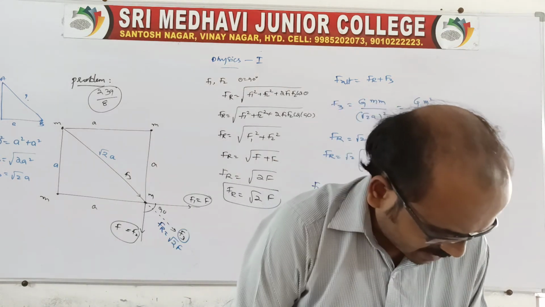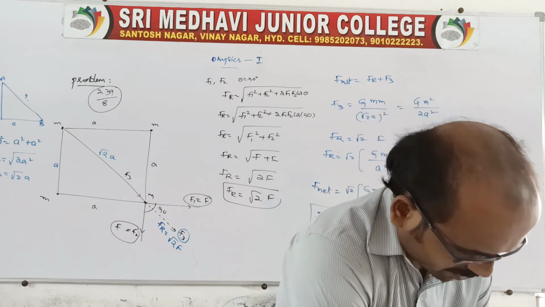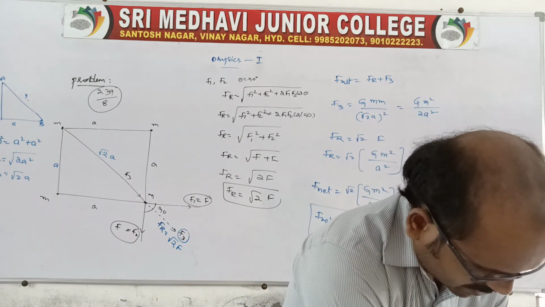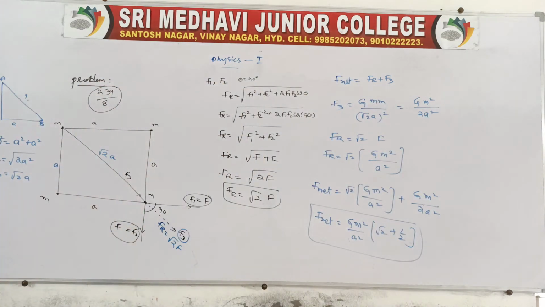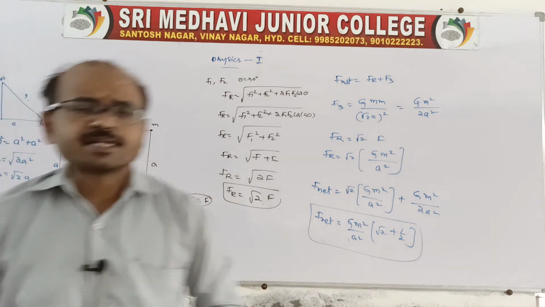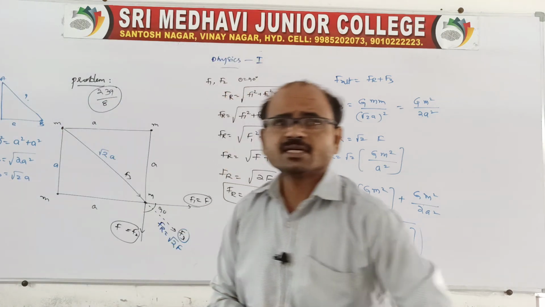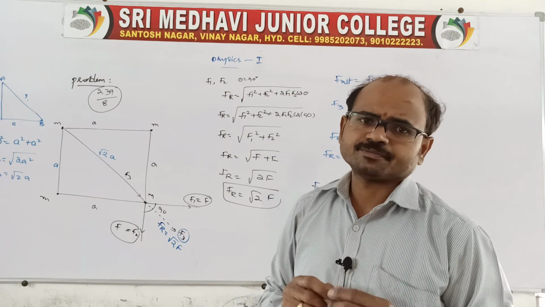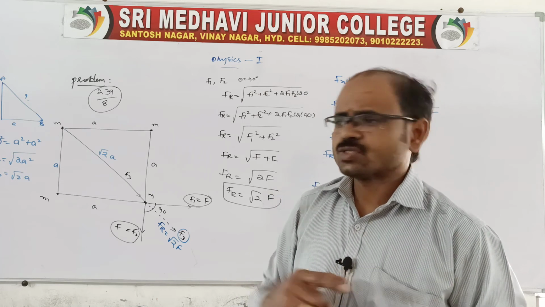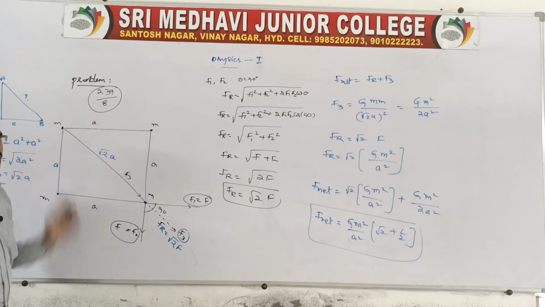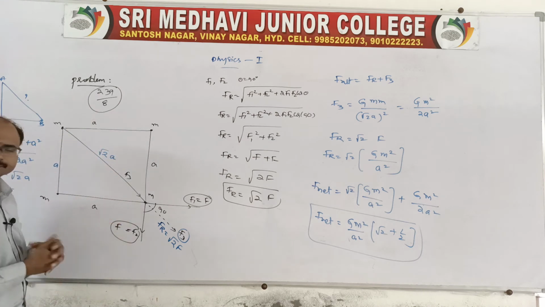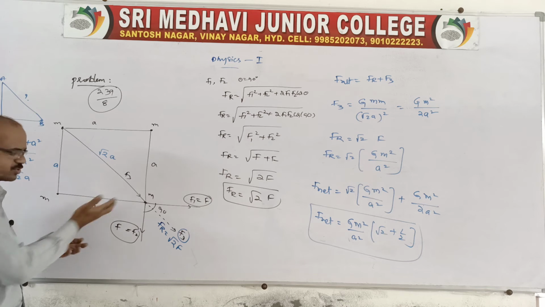So once you look into the answer, if there is doubt, you refer to the material or you see the solution. Once again I will explain. There are 4 identical particles of mass M placed at the 4 corners. It is asking to find the resultant force or net force at any one of the corners. Any one, so you take whichever is convenient. For me this is convenient, so I am choosing this corner.